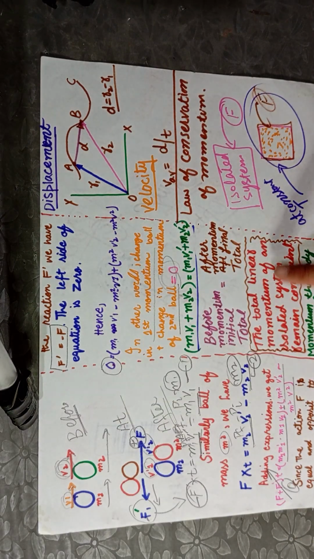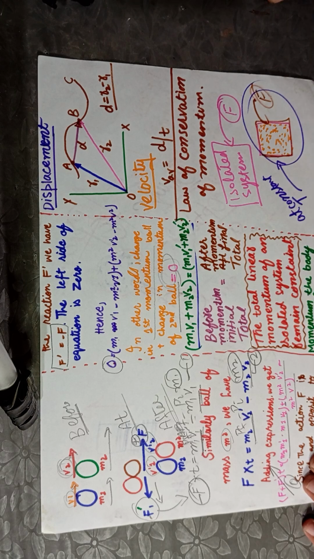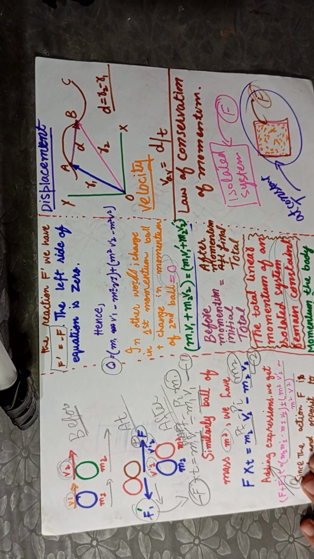The total linear momentum of an isolated system remains constant. Momentum is called a vector quantity.